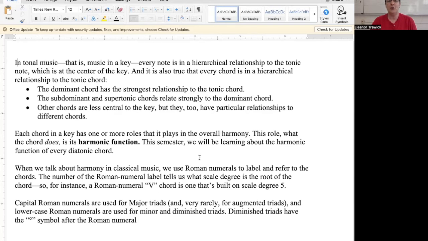Something else the Roman numerals tell us is the quality of the chord. We use capital Roman numerals for major triads, and if we were to have an augmented triad, which is very rare, we would also use a capital Roman numeral for that. Lowercase Roman numerals are used for minor triads and also for diminished triads. Diminished triads have the little diminished circle to show that they are diminished.